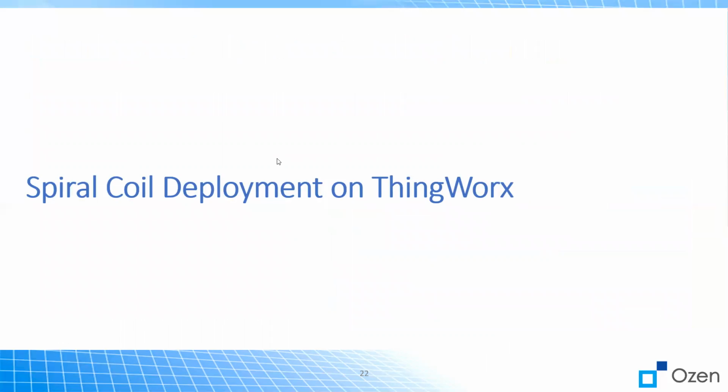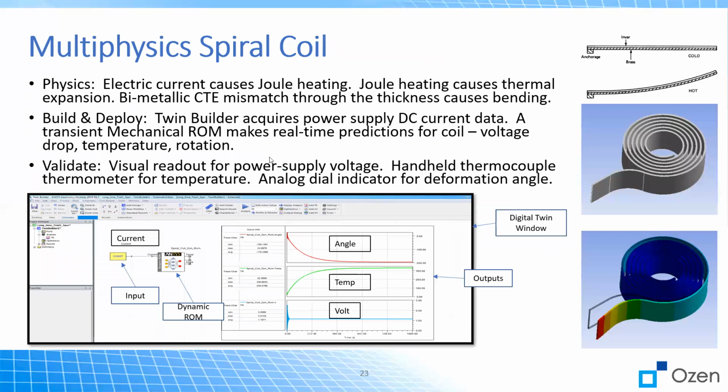The other problem that we were trying to solve was a spiral coil. You have a current passing through it, so it heats up, so the angle that it turns changes, and also the temperature changes, and of course, because the resistance is changing, the voltage on both sides of it changes as a function of time.